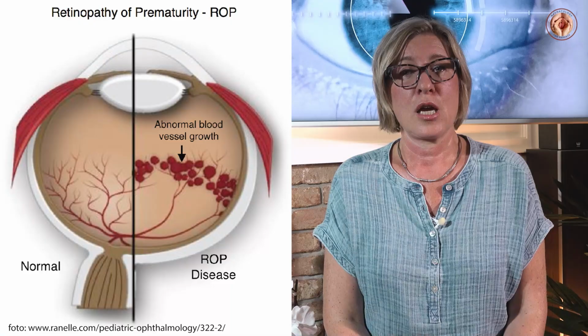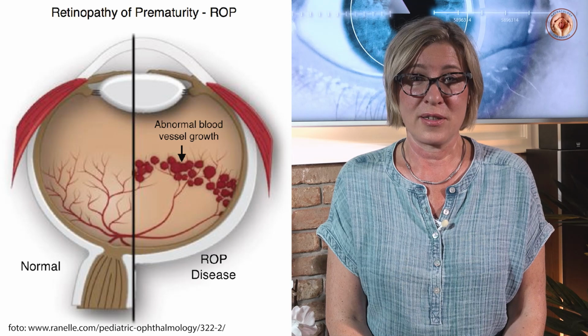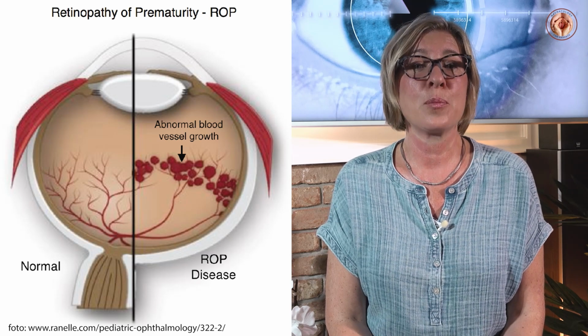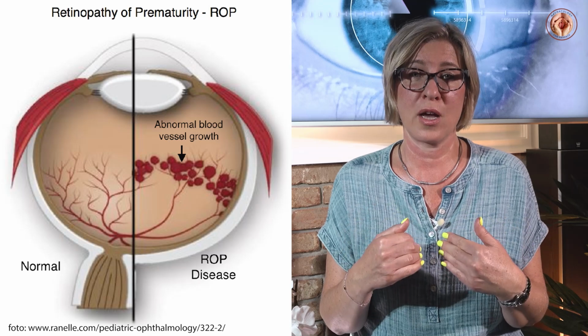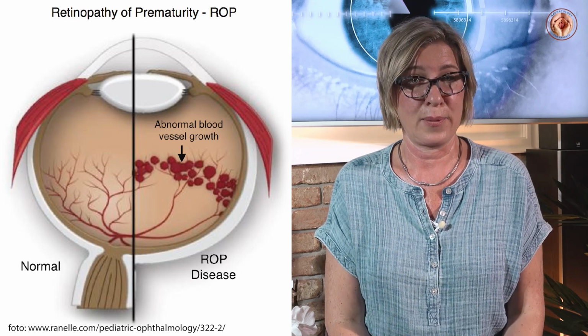Welcome. Today we are going to talk about eye disease of premature infant that is called retinopathy of prematurity, ROP. ROP is a potentially blinding eye disorder that primarily affects premature infants. It occurs when abnormal blood vessels grow and spread throughout the retina, the layer of tissue on the back of the eye that is sensitive to light.